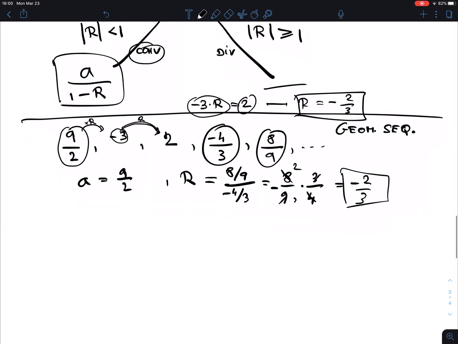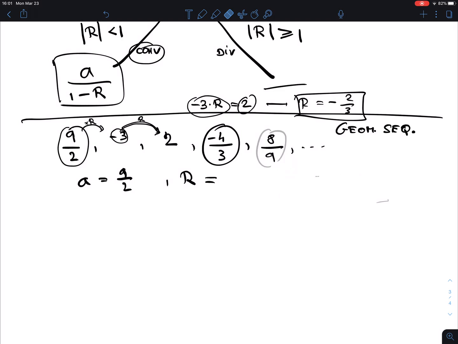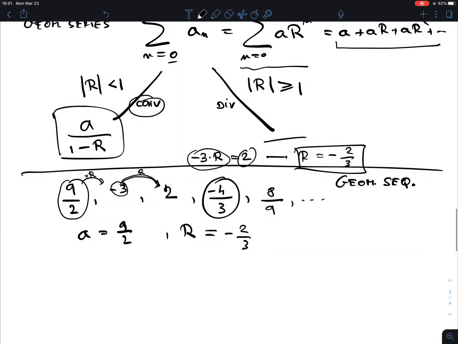Okay, so we know what r is. So let me erase this a little bit and just write down what we have. So we know that r is minus 2/3. And again, don't worry, most of the time they will actually tell you this is r. And now, where are we? Are we in convergent or divergent? I hope everybody sees that the absolute value of r, that is 2/3, is still less than 1, therefore we are convergent, and we have the formula.